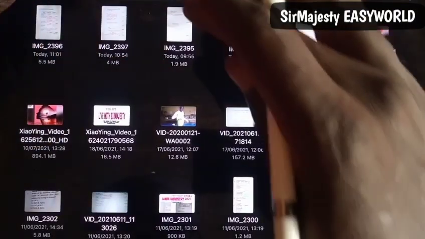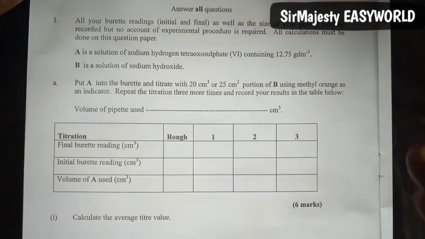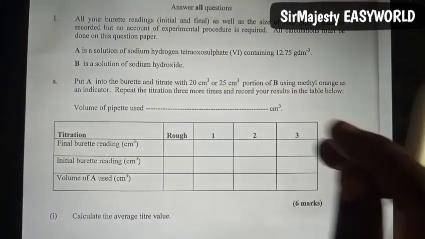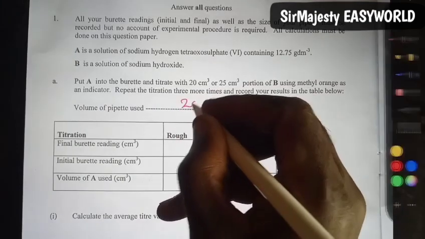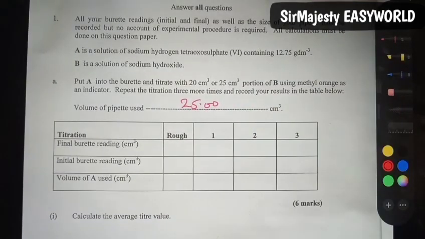Then we go to question number 1, which has our calculations and the table also. Okay, here we go. Remember here, first of all, depending on what your school is using, if your school is using 20.00 cm cube volume of pipette, you write 20 here. If they are using 25, you write 25.00 cm cube. Then they told us the indicator to be used here, which is methyl orange. Then this depends on your school, and I've taught you how to make your table in one of the videos giving you guide before this exam.